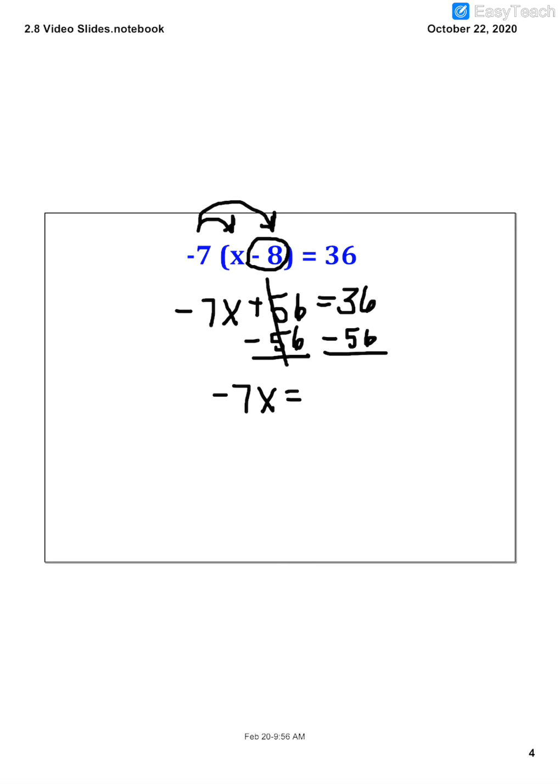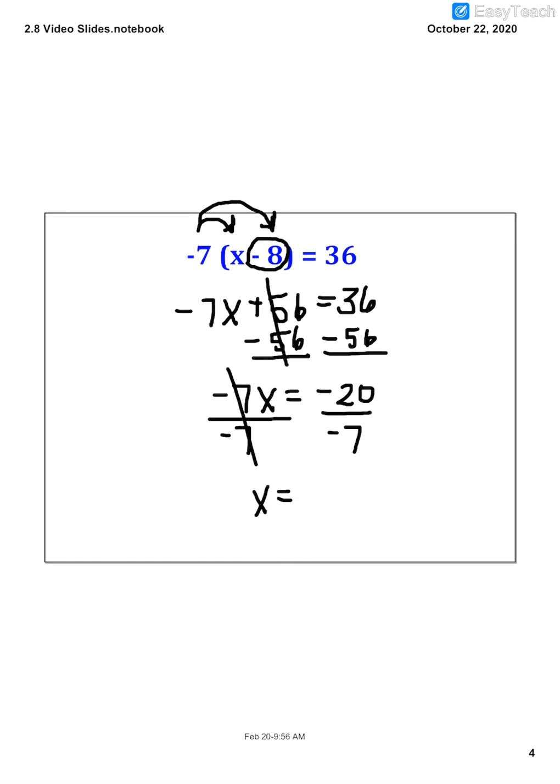-7x is equal to -20. -7x represents multiplication, so the inverse operation is division. I'm going to divide by the coefficient, which is -7. Those would cancel out. Whatever I do to one side, I must do to the other.